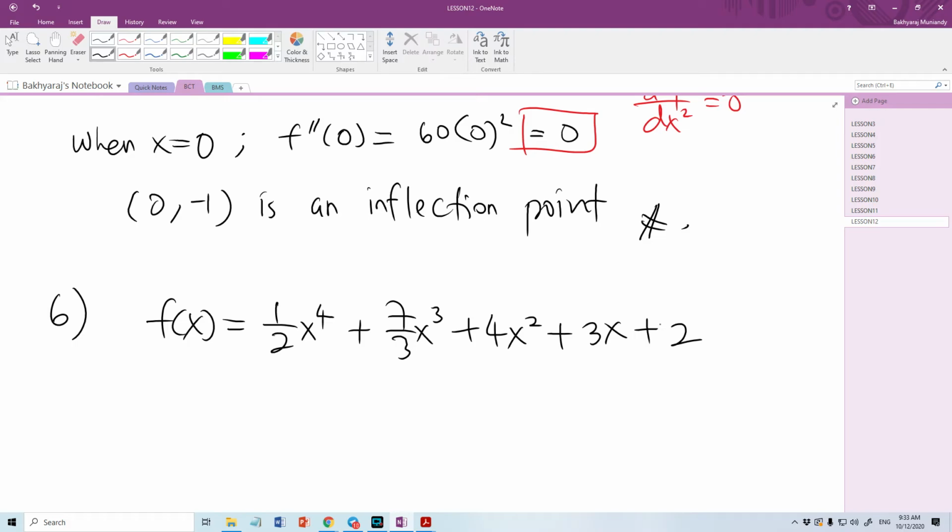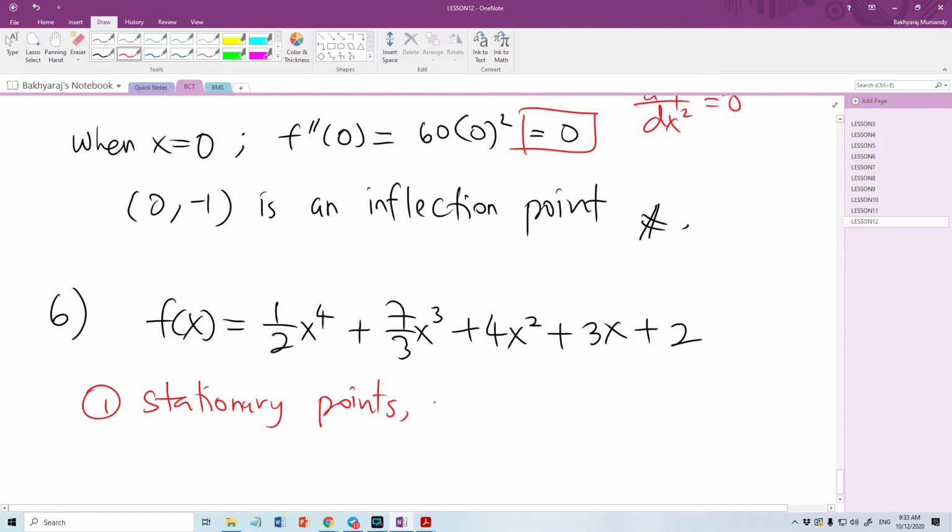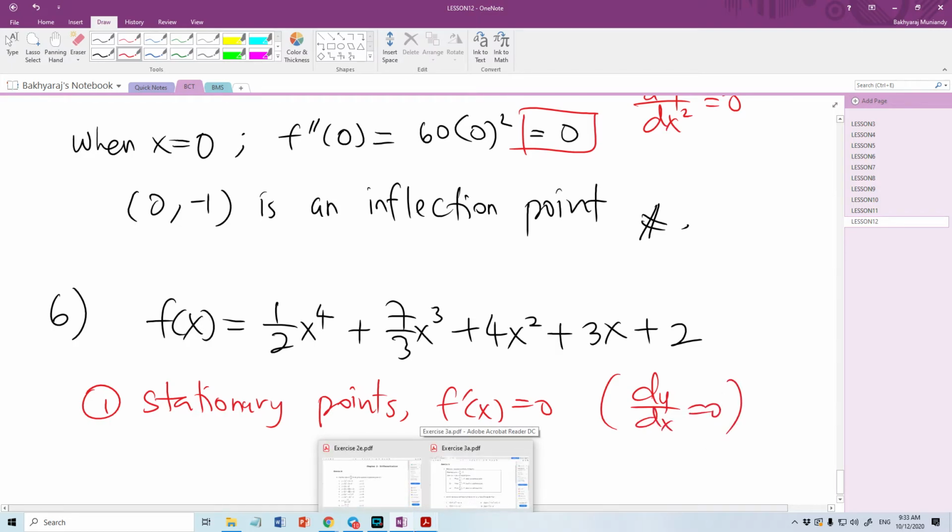Selesaikan ni. Get the stationary points.